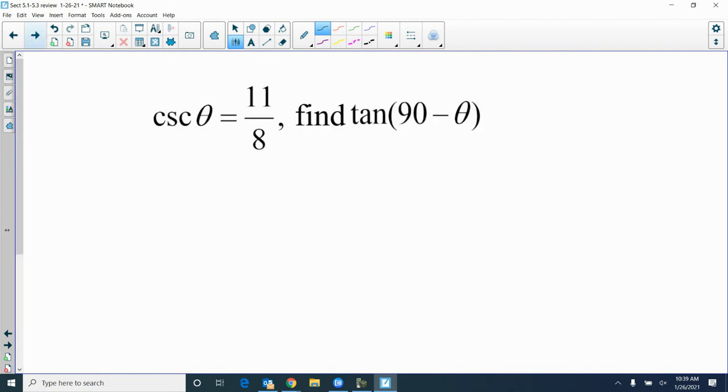All right. Cosecant of theta equals 11 over 8. Find tangent of 90 minus theta. All right, think about that. If you know what you're doing, you move forward. If you're not quite sure, we'll go over here in a minute.